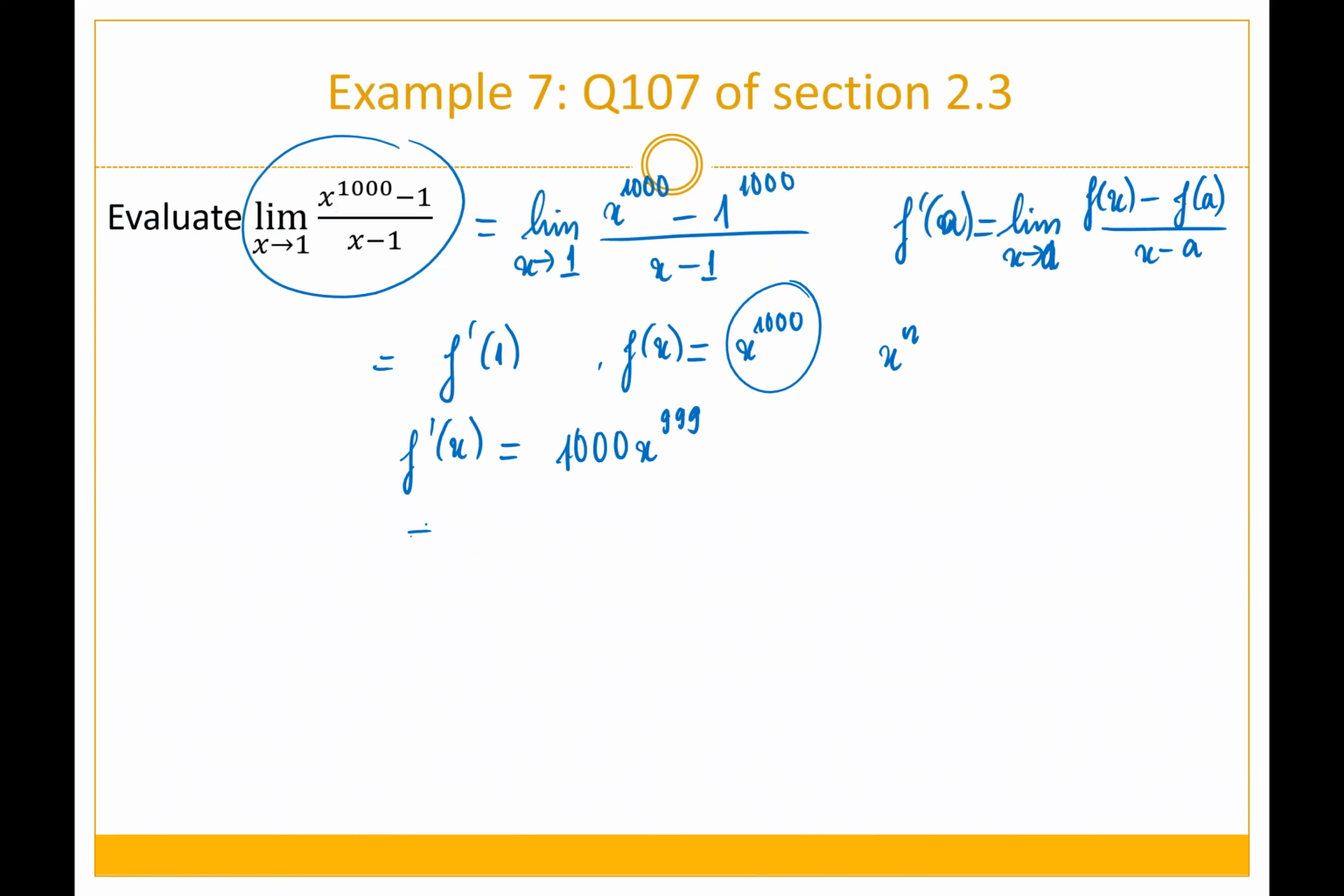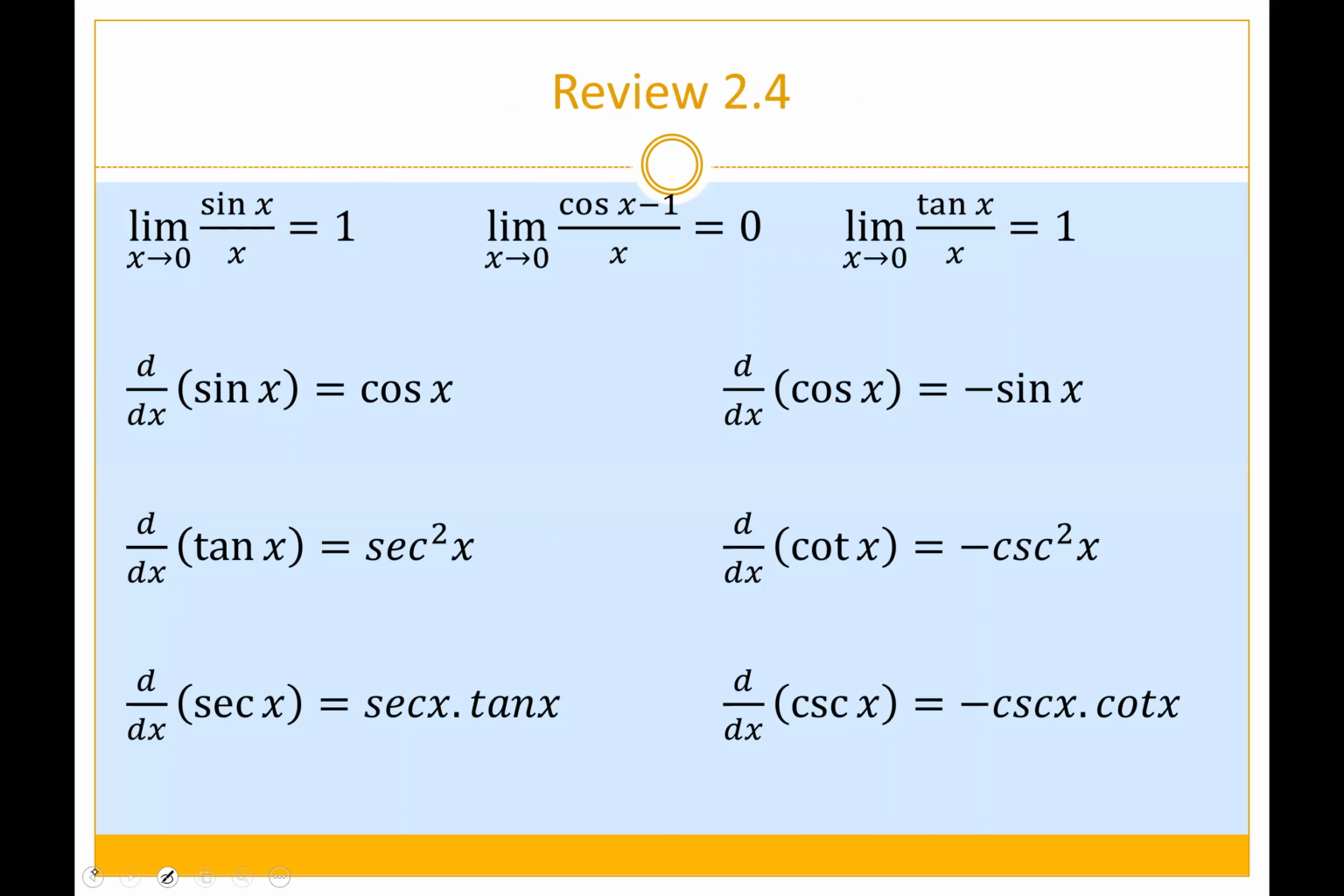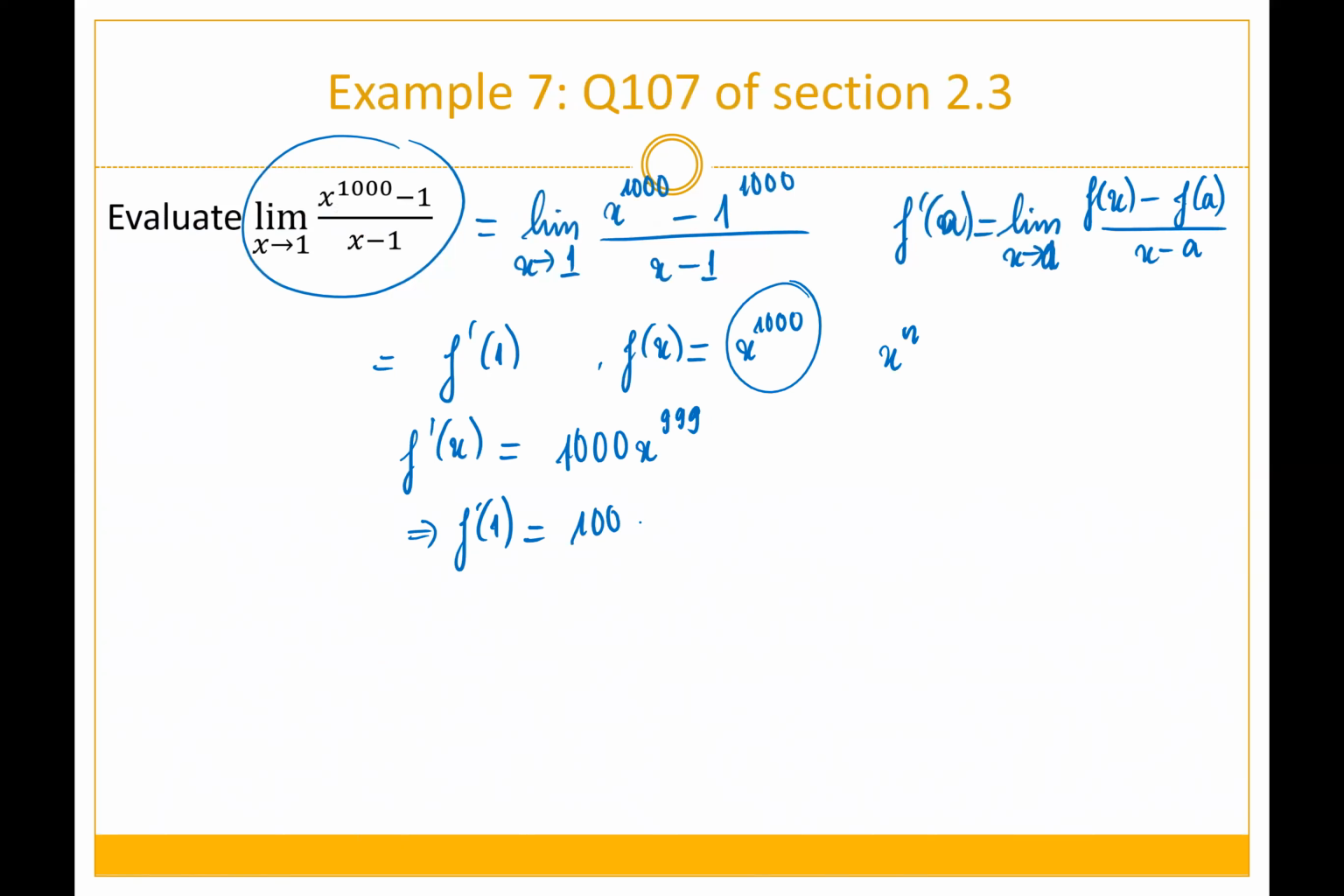And so we have f prime of 1, which is just plugging it in. So that is going to be 1,000. That is the value for this limit. Does it make sense to you?